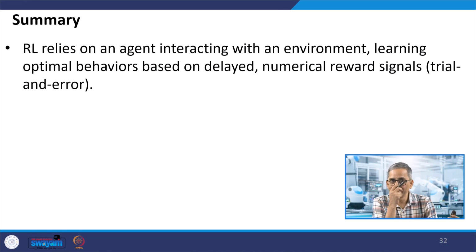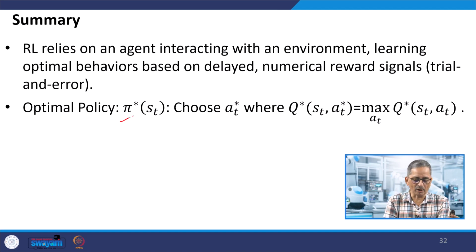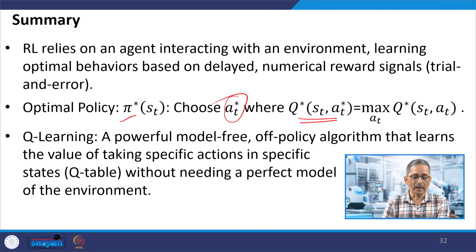To summarize, reinforcement learning relies on an agent interacting with an environment and learning the optimal behavior based on delayed numerical reward signals. We choose an optimal policy, so we choose the optimal action where we get this Q star. Of course, Q learning, as we have seen, is a powerful model free off policy algorithm that learns the value of taking a specific action in a specific state without needing the perfect model of the environment. That is why it is called model free.